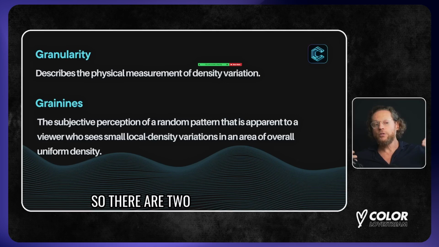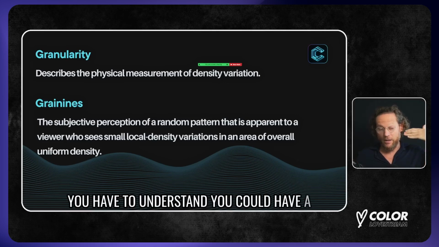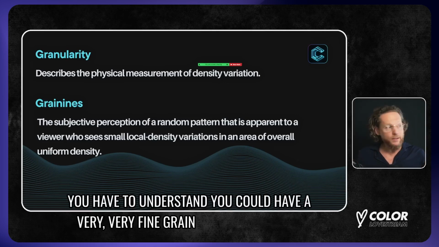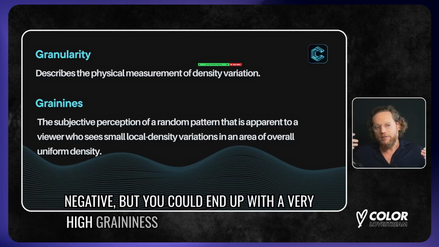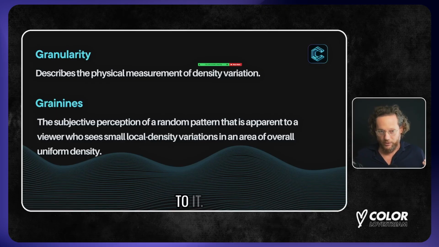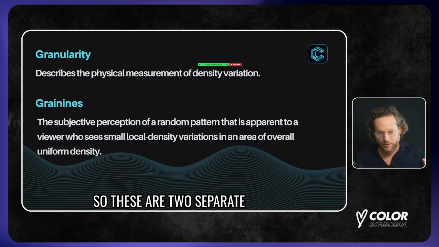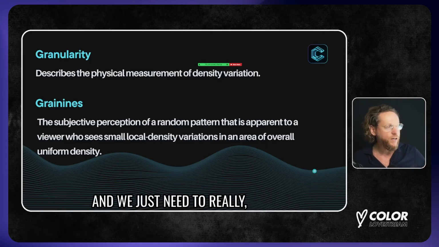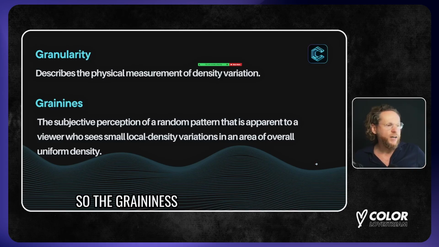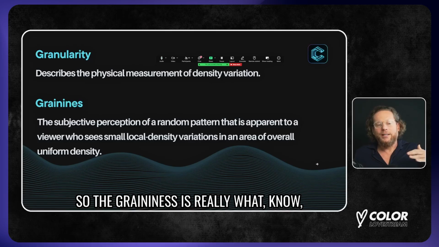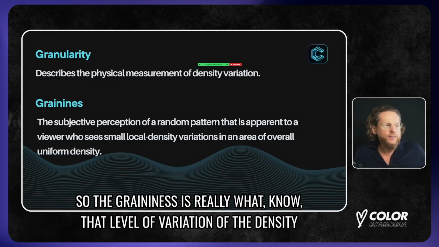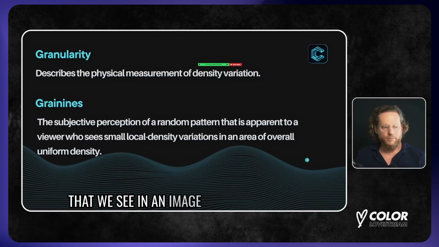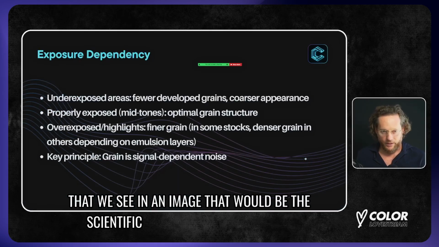So, right, there are two different terms. You have to understand you could have a very, very fine grain on, let's say, a film negative, but you could end up with a very high graininess depending on what you do to it. Okay, so these are two separate terms, and we just need to really understand this. So the graininess is really that level of variation of the density that we see in an image. That would be the scientific description of what it is.